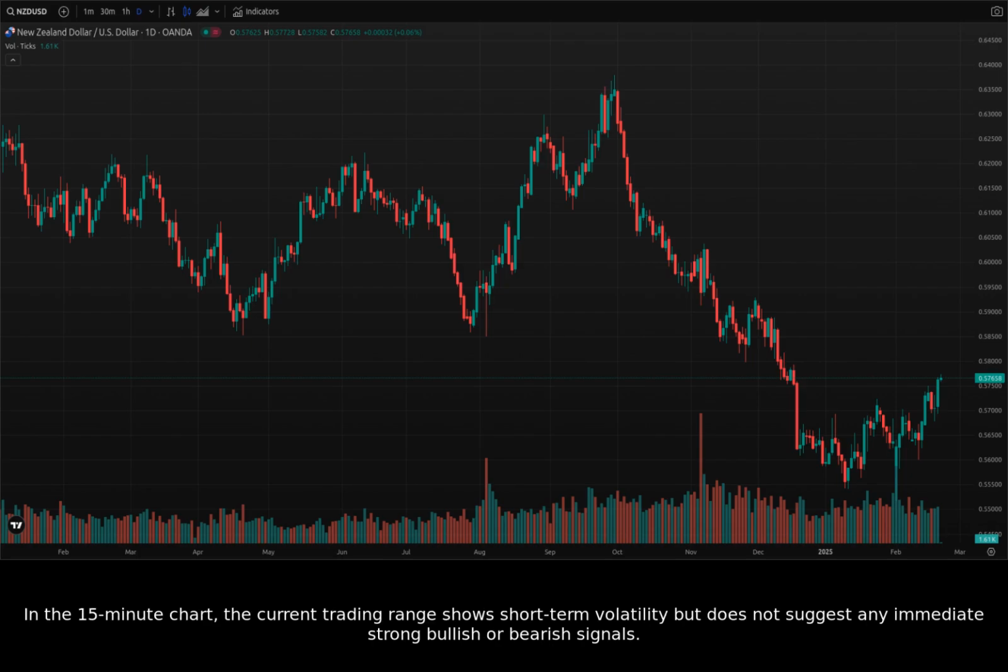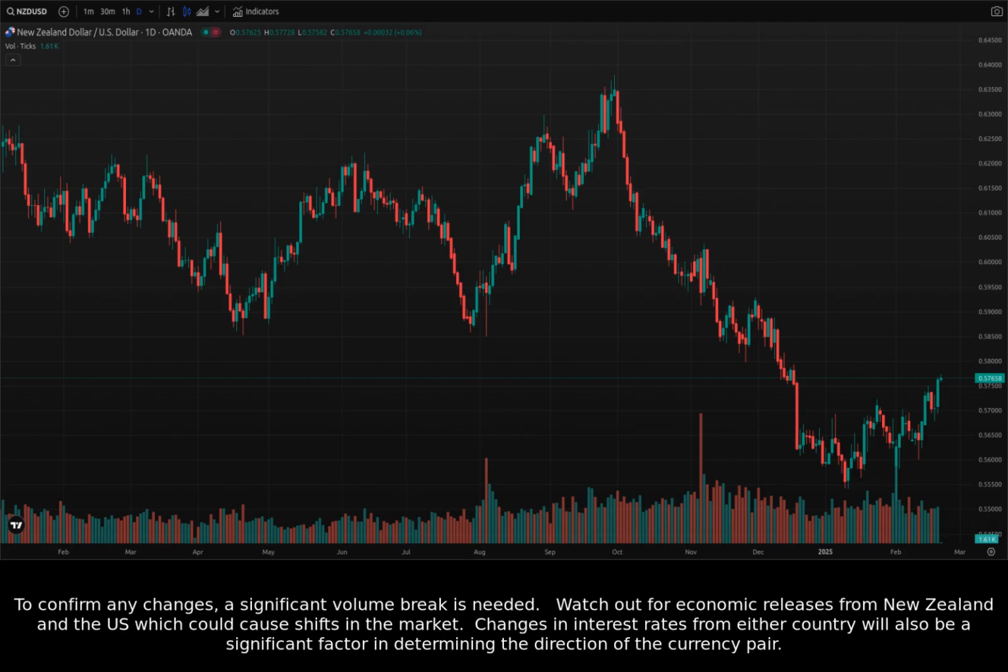In the 15-minute chart, the current trading range shows short-term volatility but does not suggest any immediate strong bullish or bearish signals. To confirm any changes, a significant volume break is needed. Watch out for economic releases from New Zealand and the US, which could cause shifts in the market. Changes in interest rates from either country will also be a significant factor in determining the direction of the currency pair.